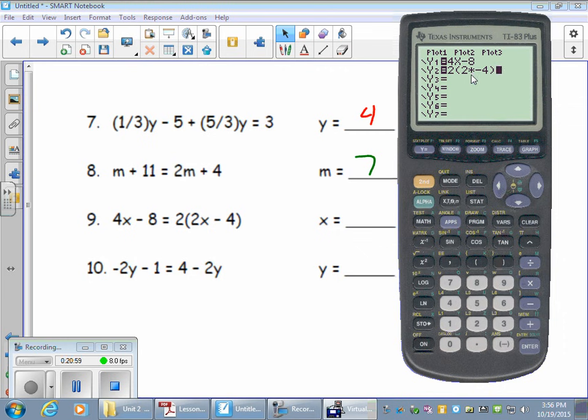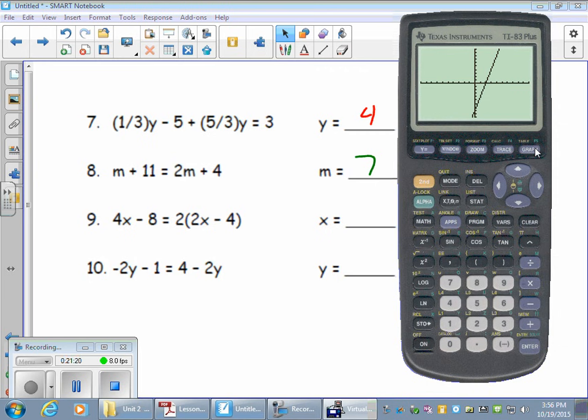See, I have a star here. I typed in a times instead of an x. Silly me. Let me scroll back, and I can just type over that. There we go. 2x minus 4. All right, graph. There's my first line. And, oh, what? It only graphed one line.